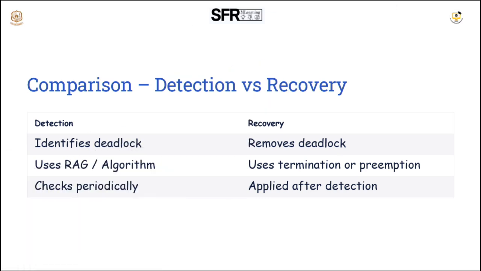Comparison. So, detection versus recovery. Detection identifies deadlock. Recovery removes deadlock. Detection uses RAG or algorithms. Recovery uses termination or preemption. Detection checks periodically. Recovery is applied after detection.